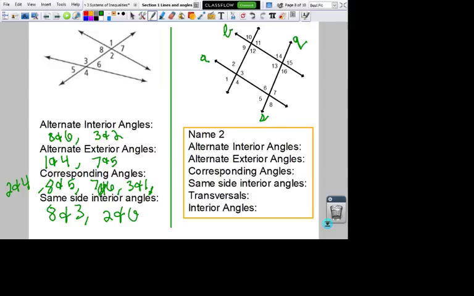Alright. It's your only set of in-class problems today. I want you to name a pair of each one of these on the shape on the right. So for this shape on the right here, give me alternate interior angles. Give me 2 of them. Give me 2 alternate exteriors, and so on. You should be working on your own right now, and then somebody's going to do it on the board for us.